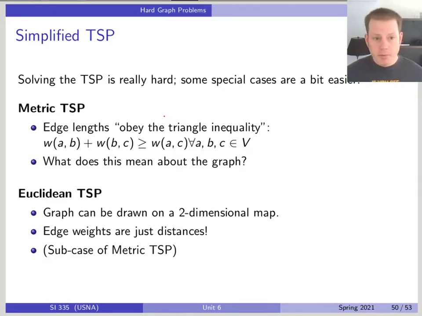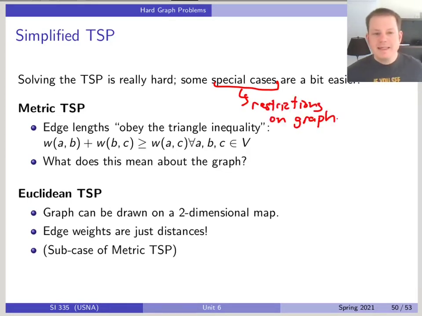Okay, so another approach, other than trying to perfectly solve the problem in every case with some complicated branch and bound strategy, is to think about some special cases. Special cases means restrictions on the graph. So maybe we say, I don't know how to solve the traveling salesman problem perfectly on every graph, but it turns out a lot of the graphs we might deal with in practice have certain properties.